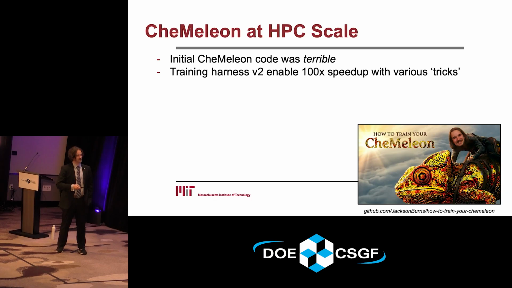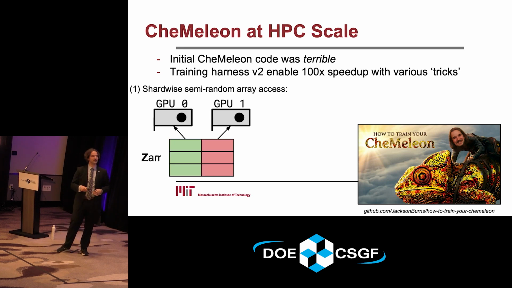All right, this hilarious graphic is a summary of our latest efforts to improve Chameleon and get it training at much larger scale. So you might have seen we only pre-trained on 1 million molecules, which is lower than most of the other foundation models. We've recently rewritten the training harness and gotten up to 100 times speed up just using some pretty straightforward tricks in the training world. So the first one was we're now doing shard-wise, semi-random array accesses that are specific to each GPU. So in the past, this would have been completely striped together. Each one was randomly getting different rows out of the target array. Now it's all segmented into subgroups.